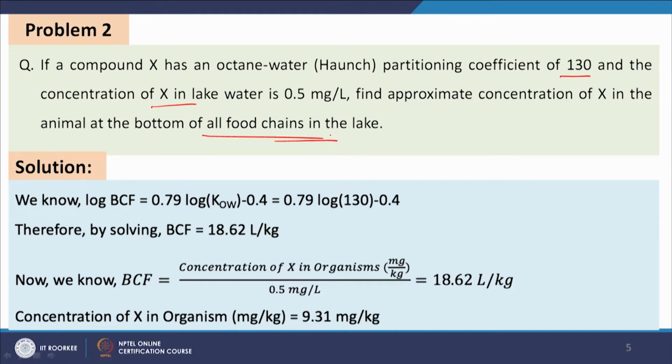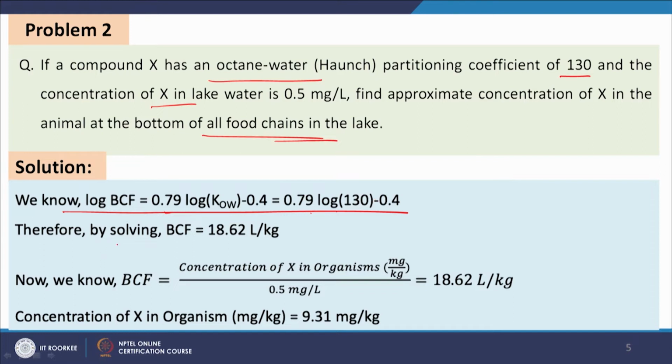So, that way here, the octanol-water system has been given. So, here we are seeing how we calculate the BCF. BCF we know the formula: 0.79 into log of KOW minus 0.4, that is equal to 0.79 into log of 130 minus 0.4, where 130 is the partition coefficient KOW. So, this is one log, in this case 130, and this is a constant and this is also constant. So, this is our bioconcentration factor.